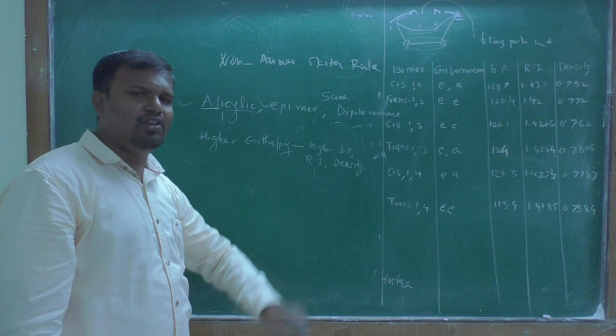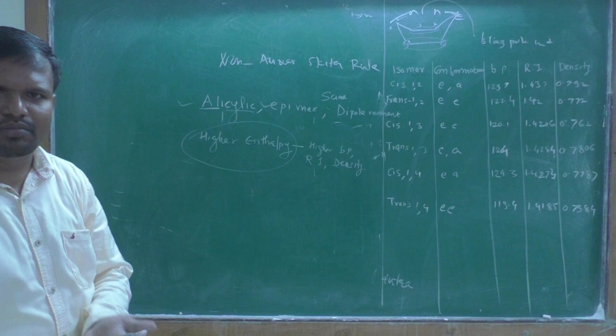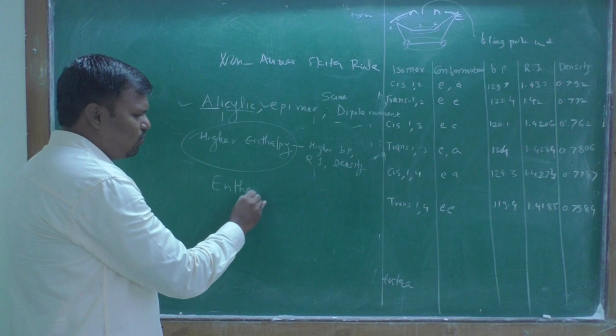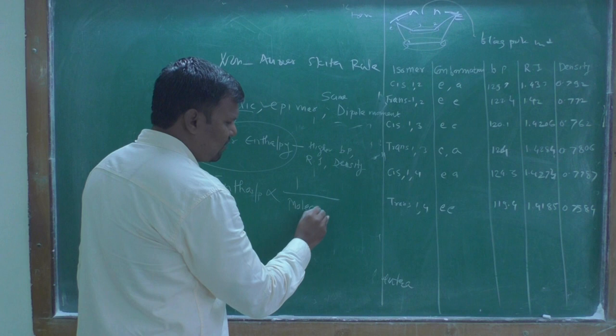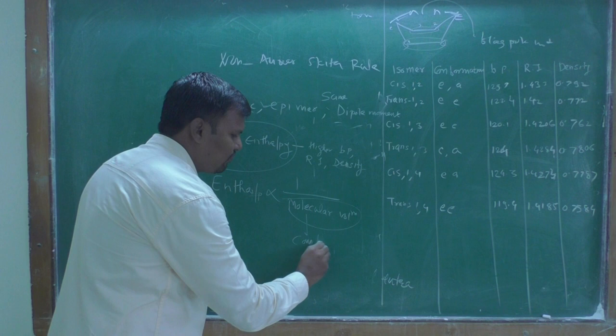There is something here about how enthalpy is calculated, because we do not directly calculate enthalpy; we calculate the change in enthalpy. But to explain this, there is one relation: enthalpy is inversely proportional to the molecular volume. Remember this. And we can decide molecular volume by using the conformation.